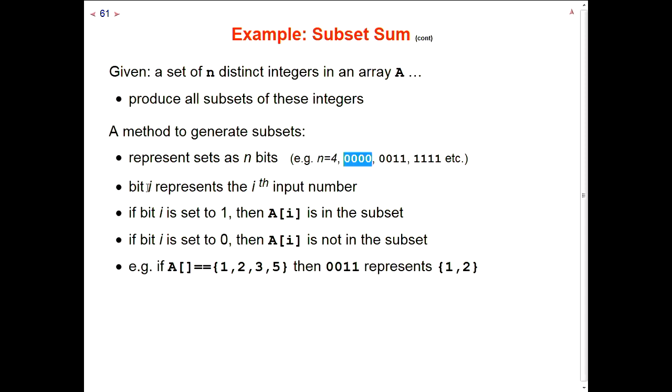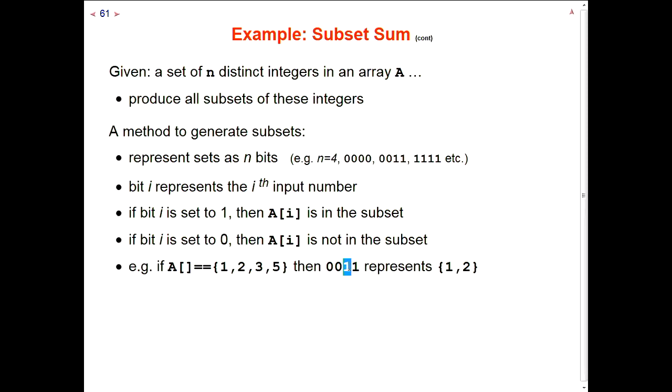So bit number i represents the ith input number. That is, if it is set to 1, then a_i is in the subset. If it is set to 0, then a_i is not in the subset. So if our elements are 1, 2, 3, 5, then the number 0, 0, 1, 1 would represent the subset 1, 2, simply because I'm counting from right to left. So this bit would correspond to the element a_0. This would correspond to the element a_1.